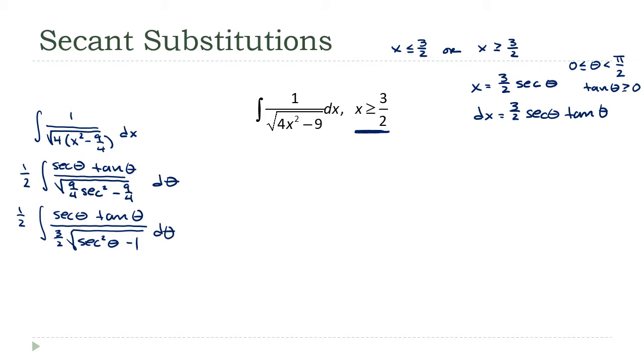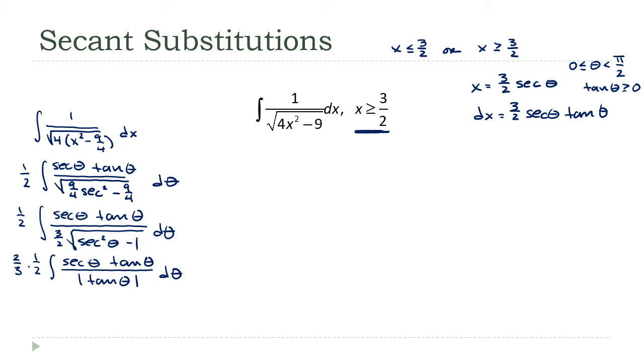Okay, secant squared theta minus 1 is tangent squared theta. So the square root of tangent squared theta is the absolute value of tangent theta. So let me write that in there. I'm going to bring the 1 over 3 halves out. So that's 2/3 times 1/2 integral secant theta tangent theta over the absolute value of tangent theta d theta.